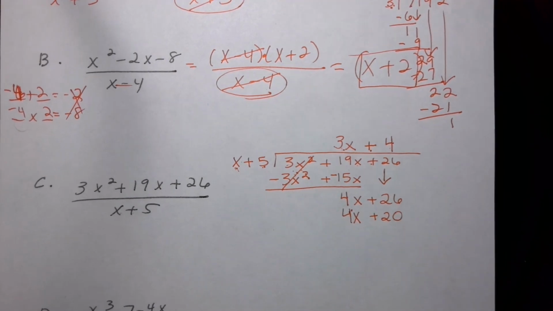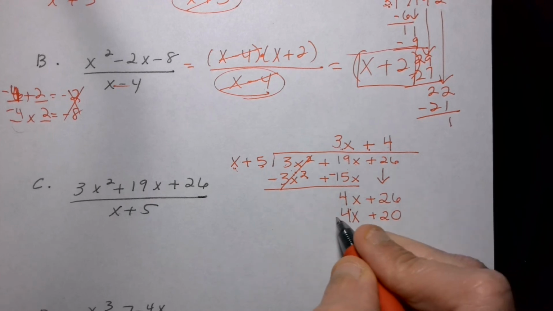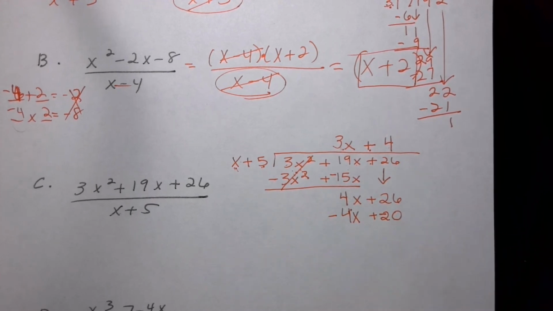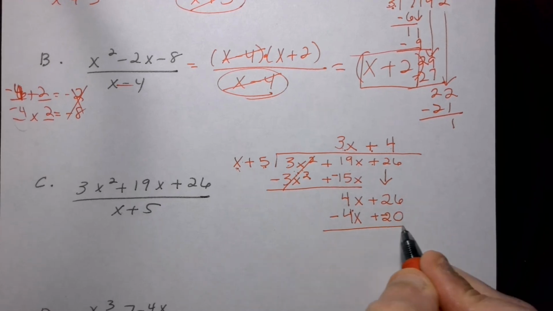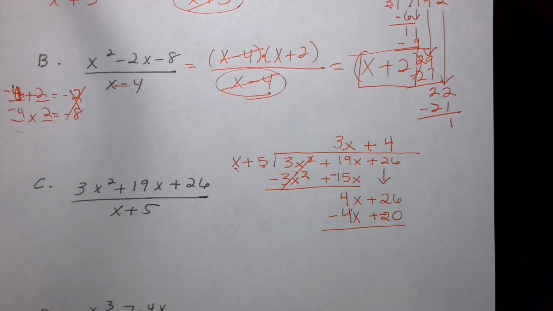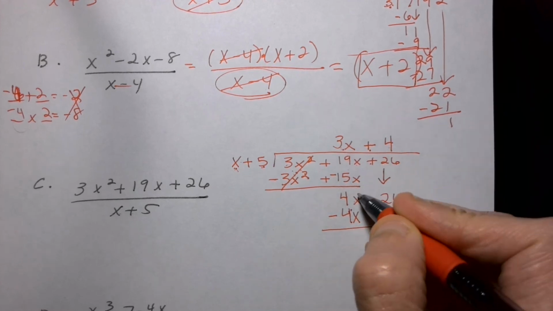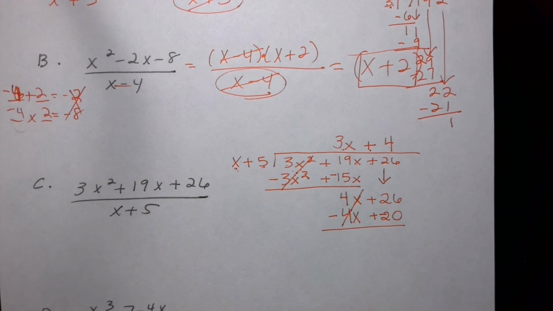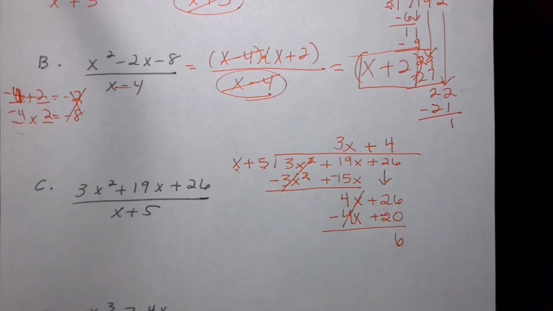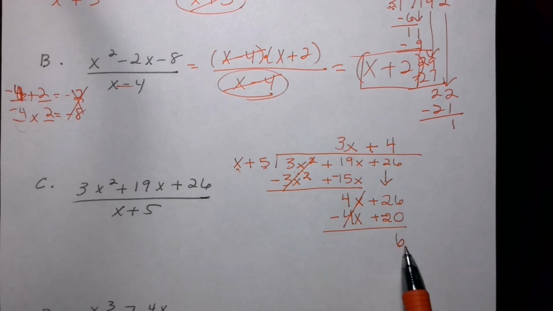Do you remember the next step? Subtract both or switch the sign. If it had been a negative, I would have switched it to a positive, and draw your line. Is what's supposed to happen happening? 4x minus 4x? Good. That's supposed to happen. 26 minus 20 is 6. Okay, it didn't come out even. I have a remainder of 6.